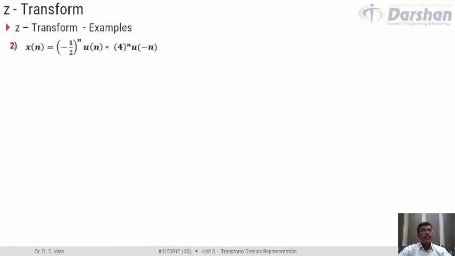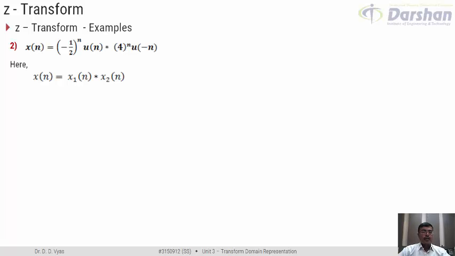Let us take one more example in this regard. x of n is equal to minus 1 by 2 raised to power n u of n convolution 4 raised to power n u of minus n. So the discrete time signal that is given to us is primarily the convolution of two signals.